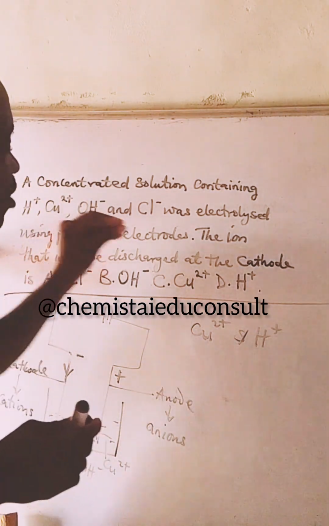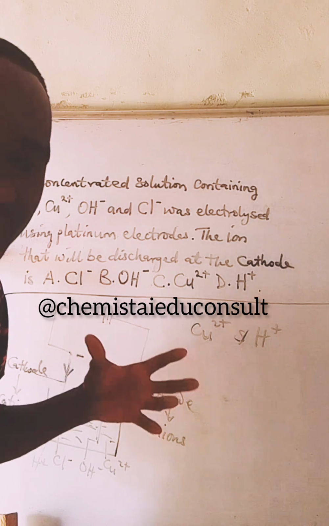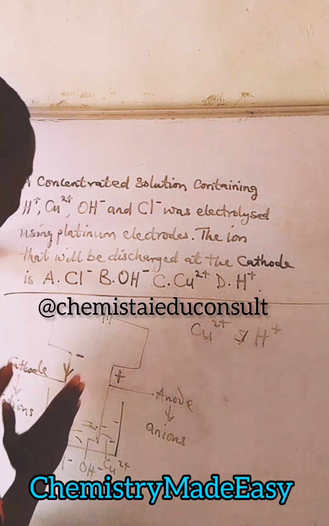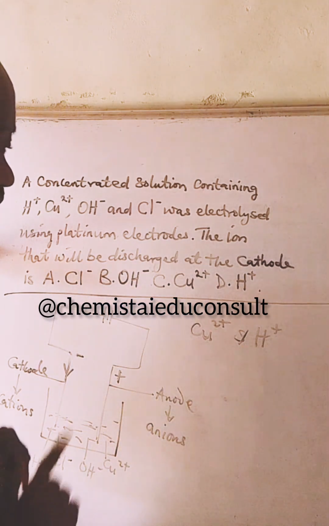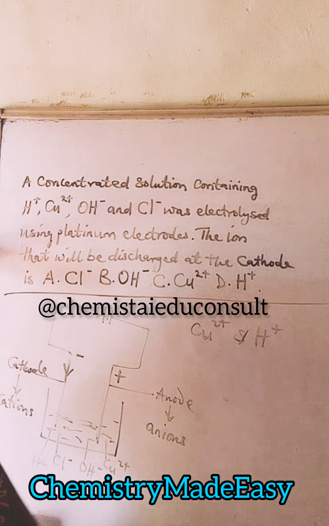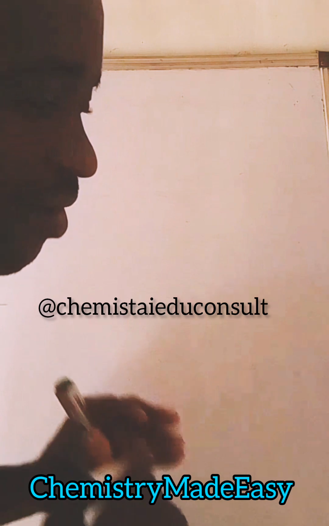Now the question is saying which of these ions will be preferentially discharged? Which of them will make it to be discharged at the cathode? That is what the question is saying. So let me bring you to the activity series. Activity series is the arrangement of elements, positively charged ions or negatively charged ions, in the order of increasing reactivity.